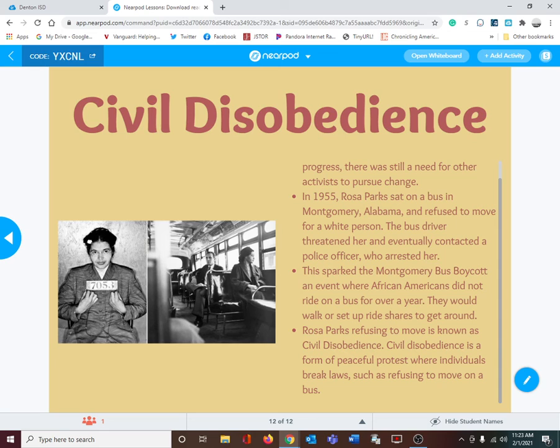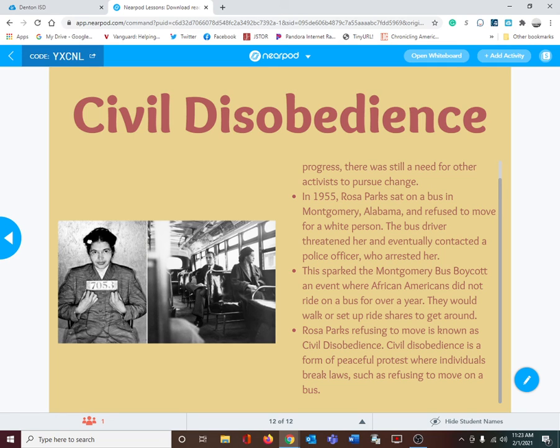So all African Americans refused to ride the bus. They would set up ride-sharing services. They would pay each other a nickel to ride in someone's car to or from wherever they wanted to go. People would walk to work. They did all of this to try to underfund the bus system so that the Montgomery bus service would eventually need to desegregate its system and allow people to ride wherever they wanted to.